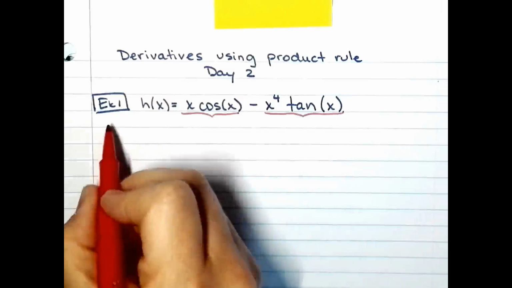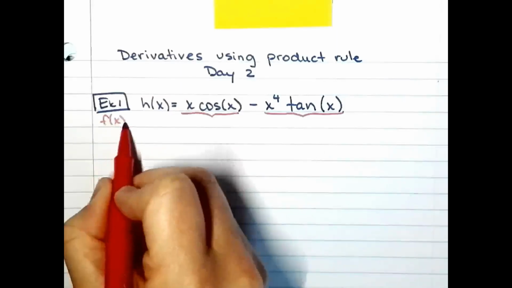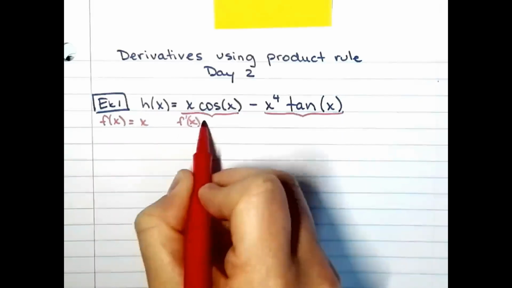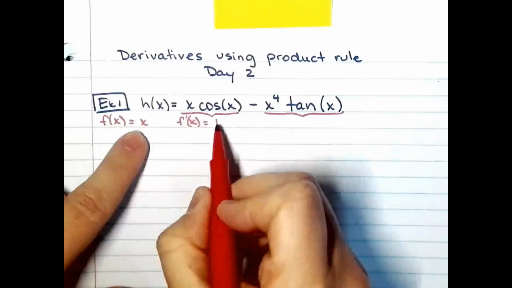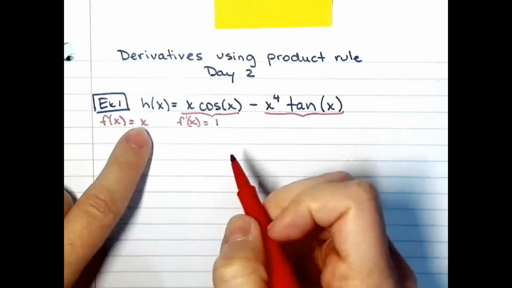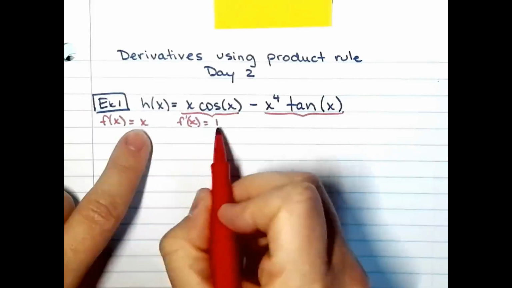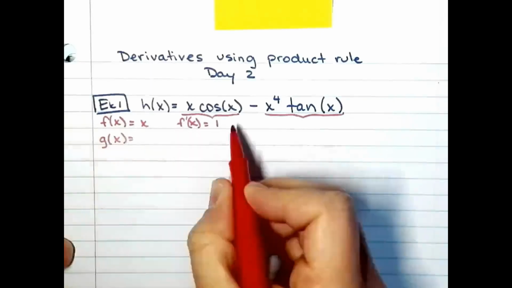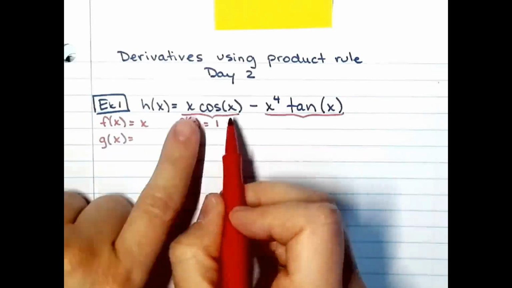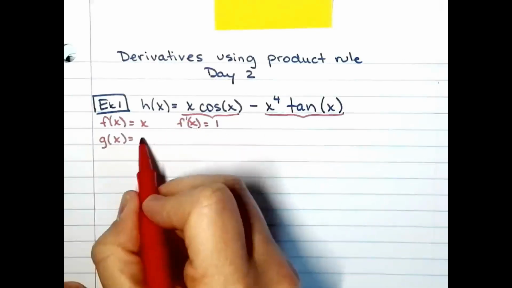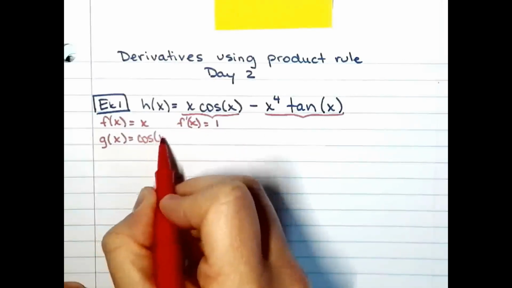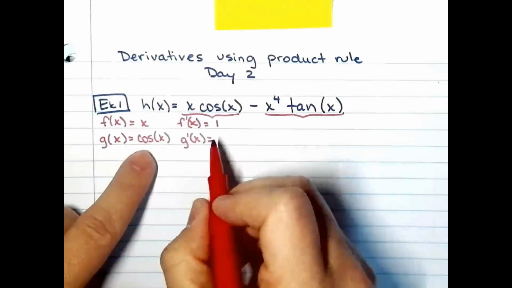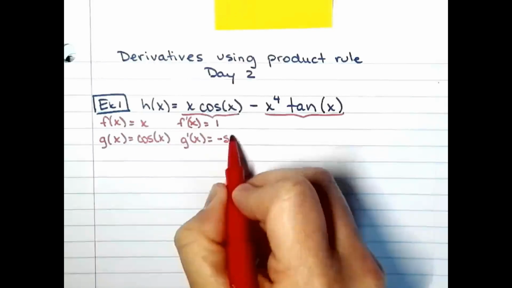So my f of x will be x, and f prime is just 1. Remember that I'm finding the derivative of a linear function, so that's just the slope of this function. So g of x right here, and I'm talking about only the first half of the function, is cosine of x. G prime of cosine of x is going to be negative sine of x.